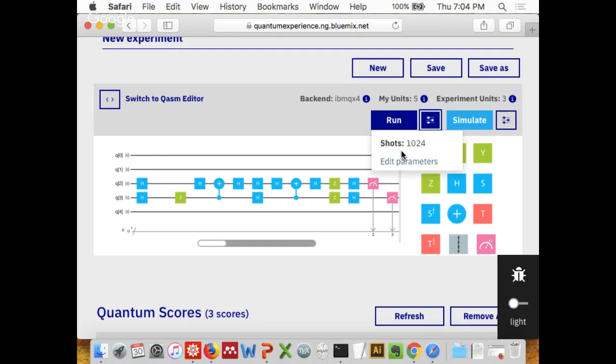This tab here is how many times you want to run the same thing on the machine, just to collect some statistics. Because if there's a probability of all these results, you want to run it more than once just to see what the results are. So typically, what I would do is, I'd run it, but then if there's a queue, I would also push the simulate because it's not a hard circuit to simulate. So let's run it.